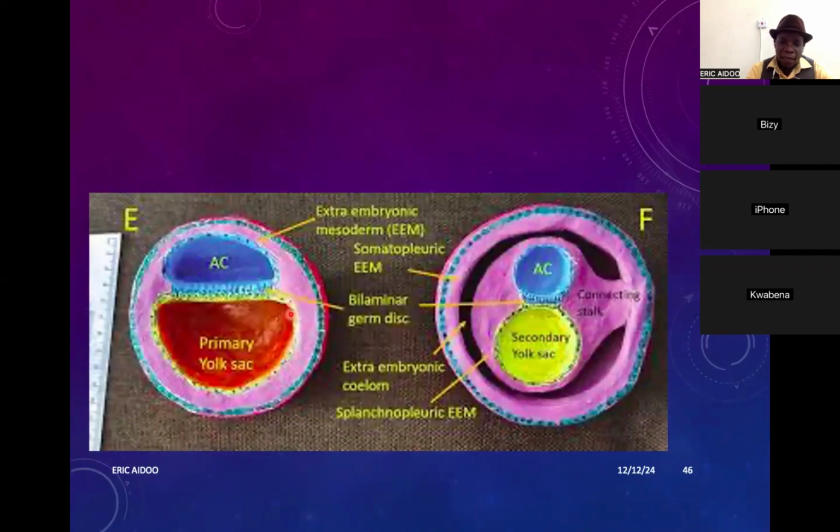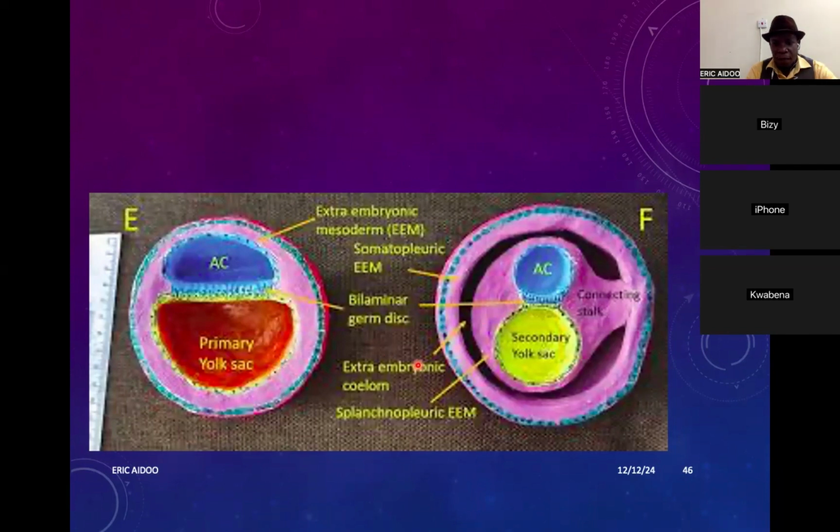Now, the layer that lines the blastocyst cavity to convert it into the primary yolk sac is known as the Heuser's membrane. That's the yellow membrane you see there. That is extraembryonic mesoderm. The mesoderm has filled the space between the cytotrophoblast and then the layer of the primary yolk sac. Okay, so that is what you have here.